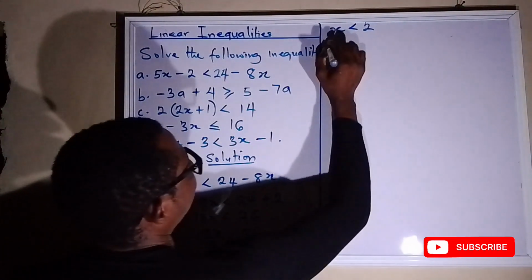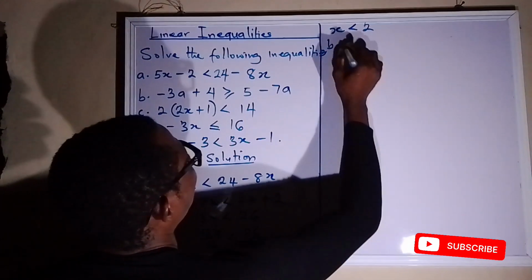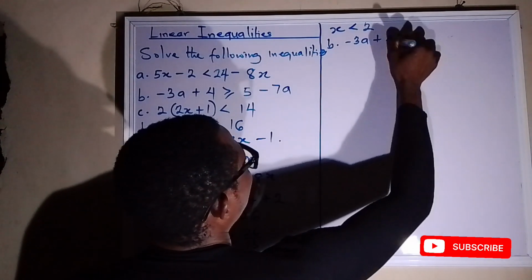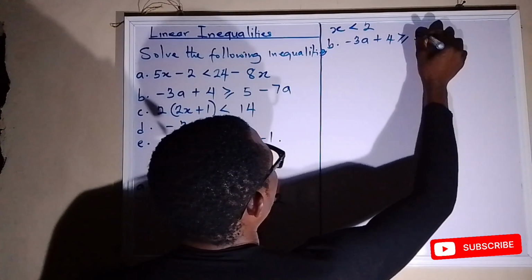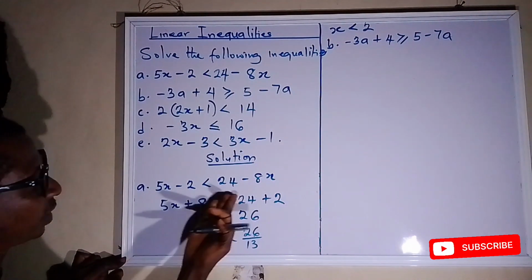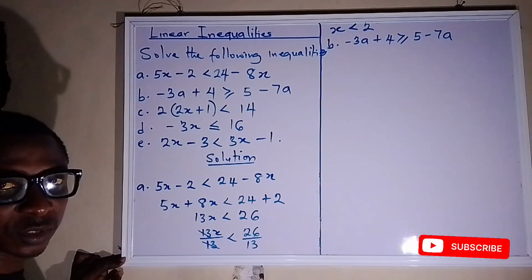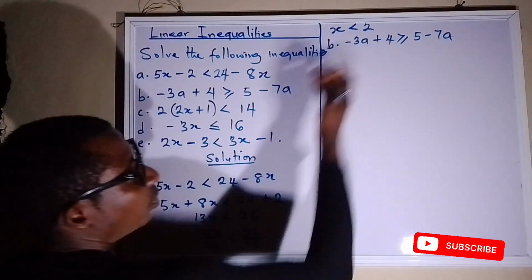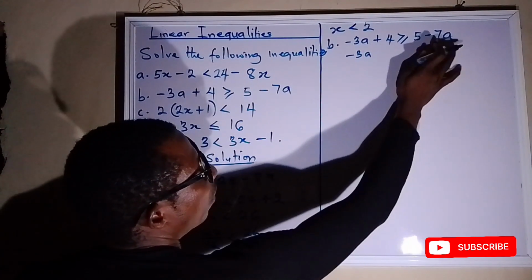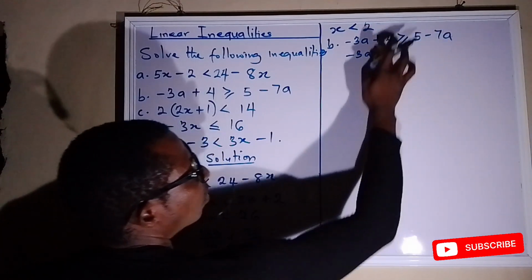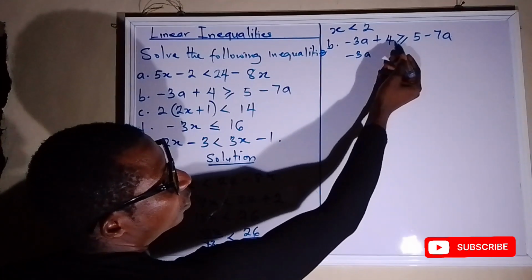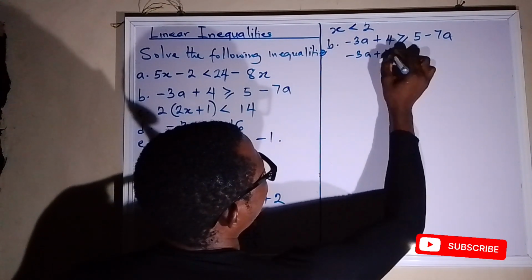Now let's look at the second part. We have minus 3a plus 4 less than or equals to 5 minus 7a. Just like we did here, we are going to collect the like terms. The ones with alphabet will be on the left hand side. So we have minus 3a. Now what we have here is minus 7a. When it comes here, it becomes plus 7a because it's crossing this bridge. So it becomes plus 7a.